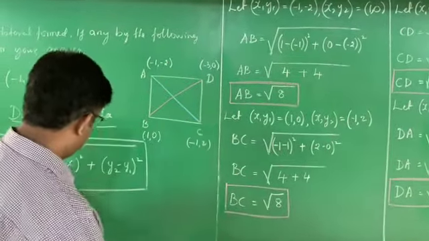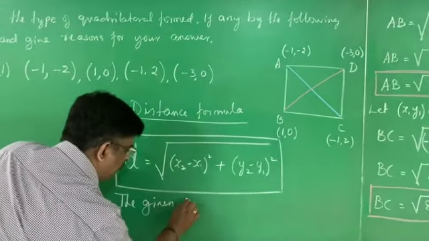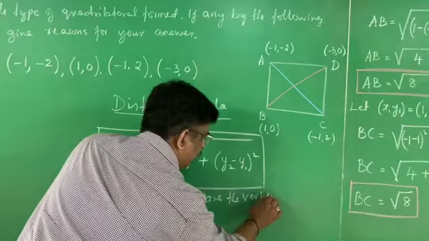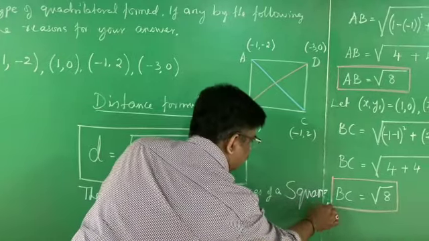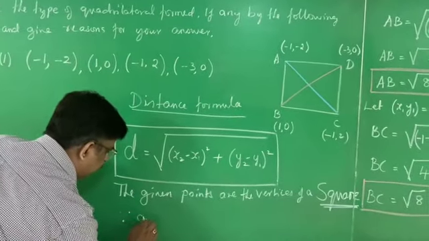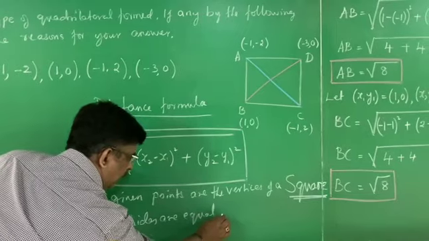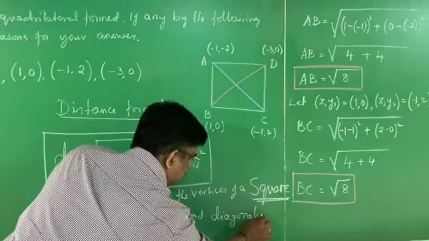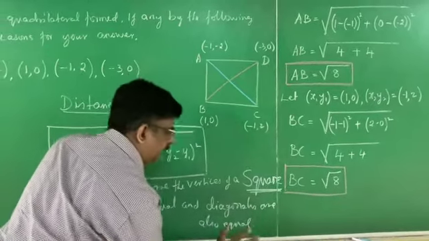Where to write? I can write here: the given points are the vertices of a square. Why? Because all sides are equal and diagonals are also equal. That is my judgment.